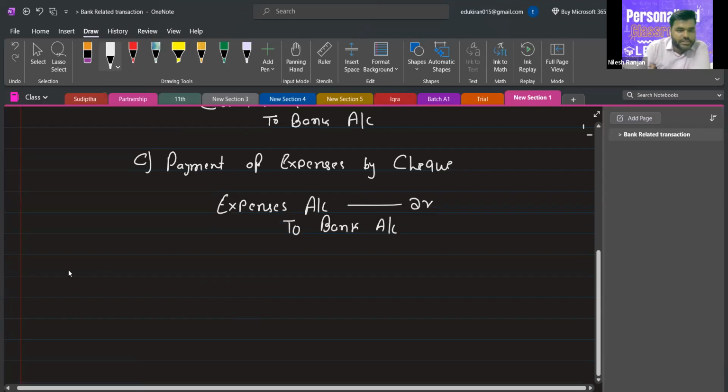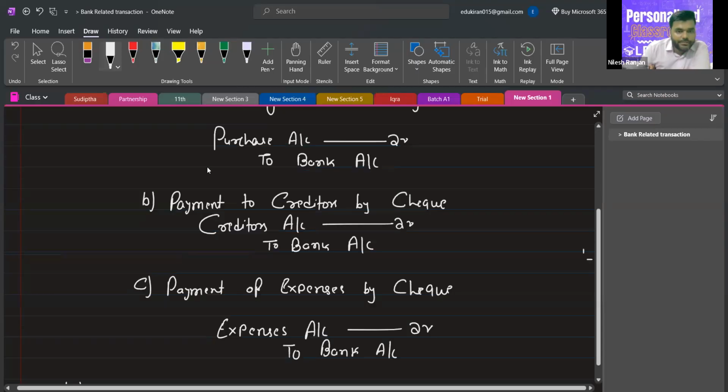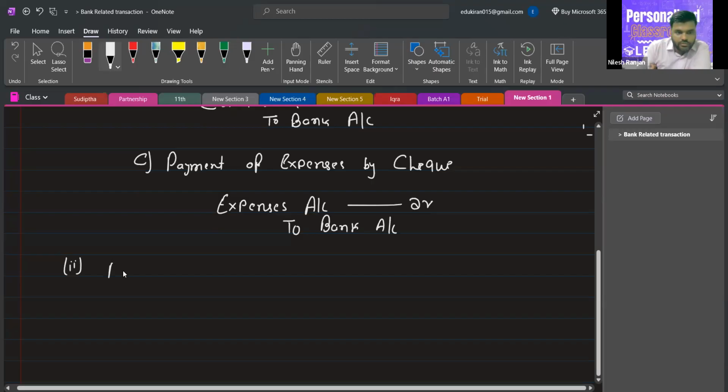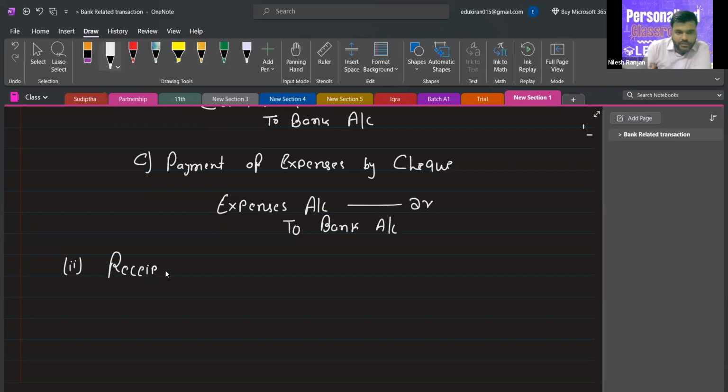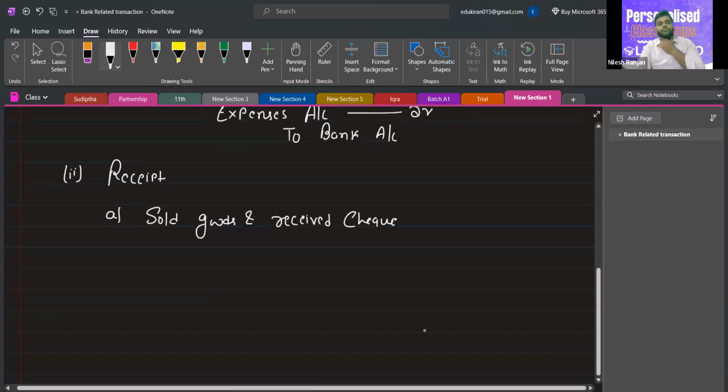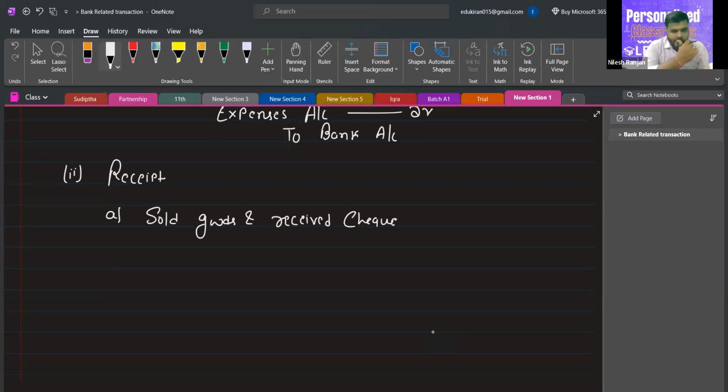Now we will discuss the receipt entries. In the same manner, we will receive all the money. So the first one will be sold goods and received check. Can you tell me the entry? Sold goods and received check. Bank account debit to sales account.